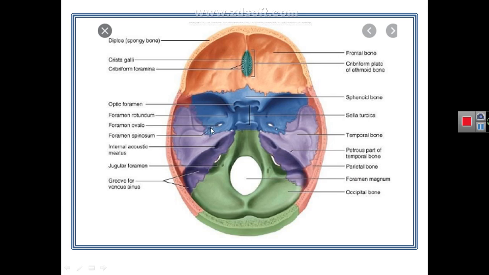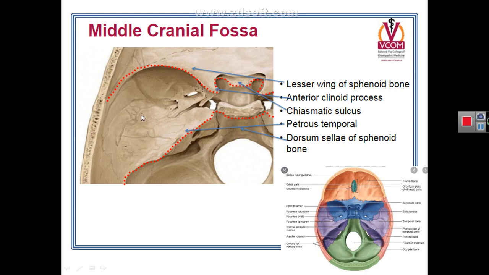ovale is the foramen spinosum. Of course, these two, foramen ovale and spinosum, connect the middle cranial fossa with the infratemporal fossa. The foramen ovale transmits the mandibular branch of the trigeminal nerve. Also here in the lateral part of the middle cranial fossa, you may see the groove of the middle meningeal vessel, which is also shown here.